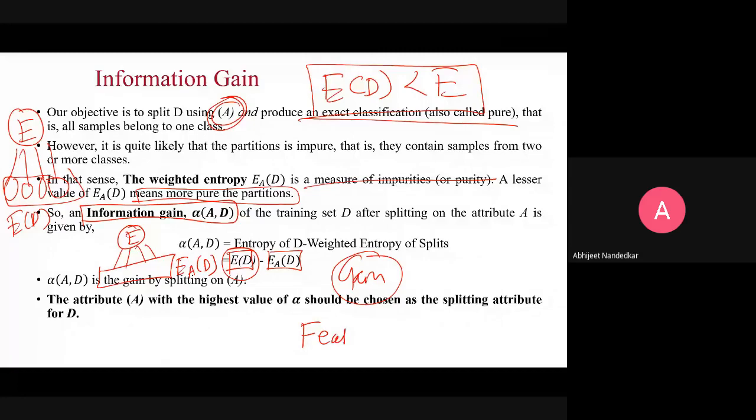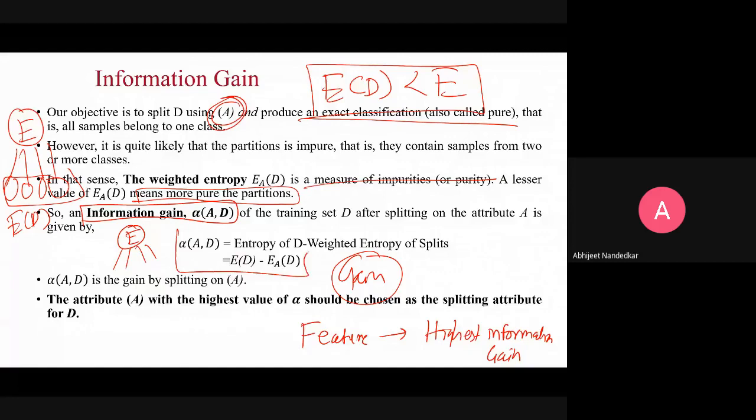Okay, so we are in search of such a feature which gives me the highest information gain. So we will choose a feature which will give me the highest gain. So that is our technique to choose the feature to break the table.